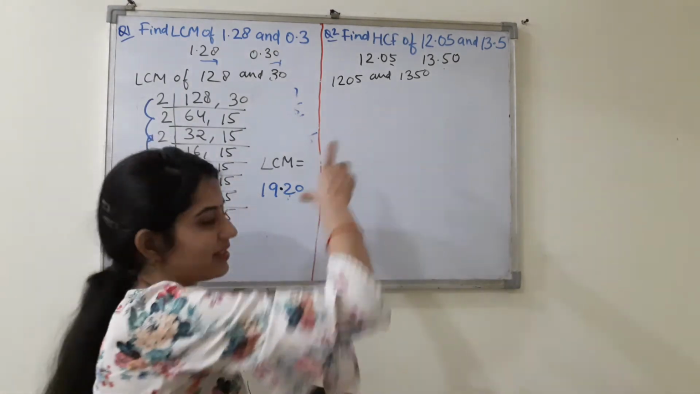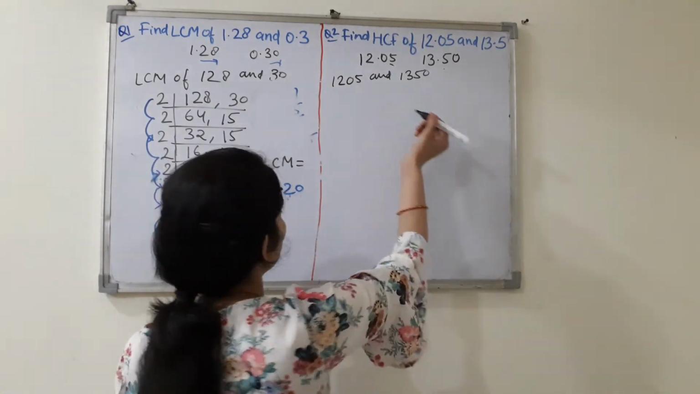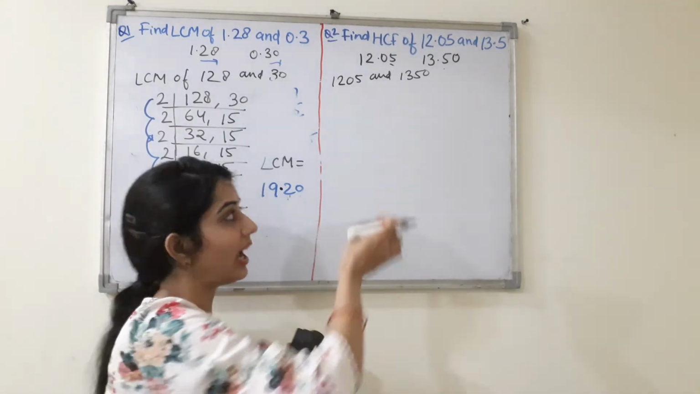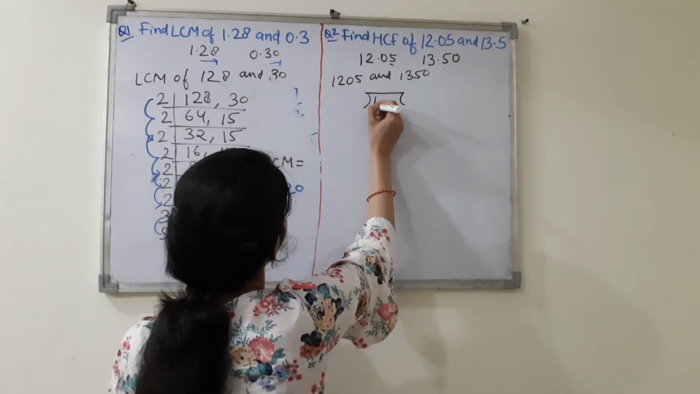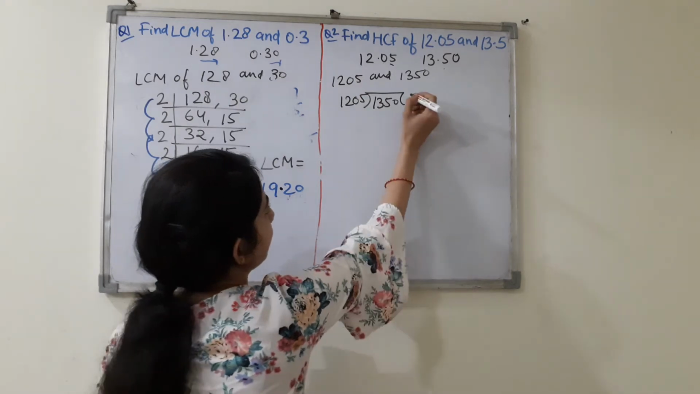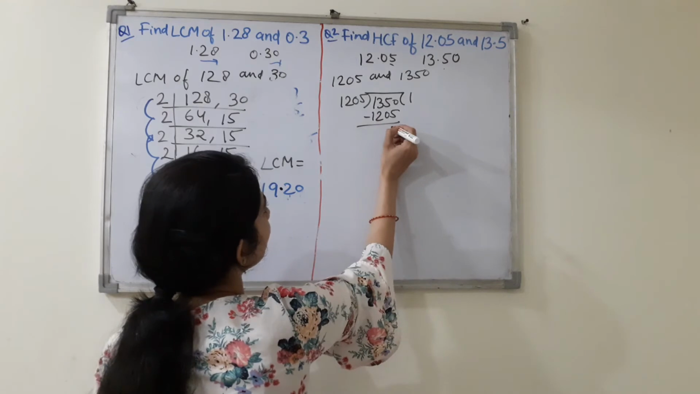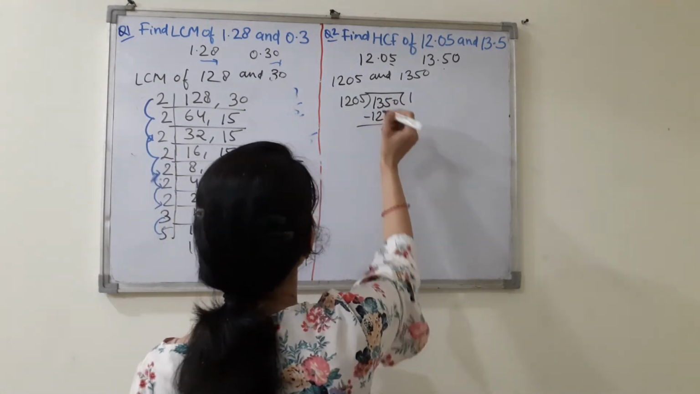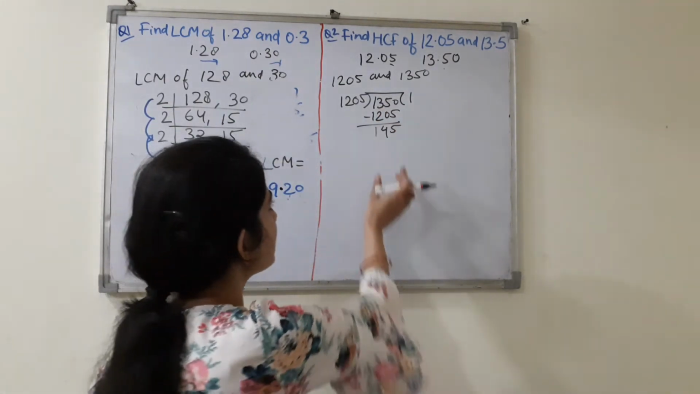As they are larger numbers, I am finding the HCF by the long division method. In the long division method, what do we do? We treat the larger number as the dividend and divide it by the smaller number. So this is your 1350. You will divide it by 1205. It will go one time. So 1205, then you will subtract it. 10 minus 5, 5, 4, and 3 minus 2, 1. So this is your remainder.